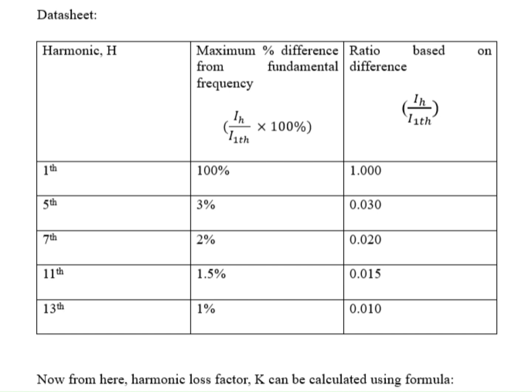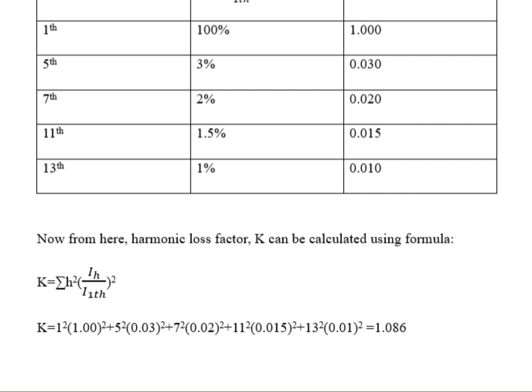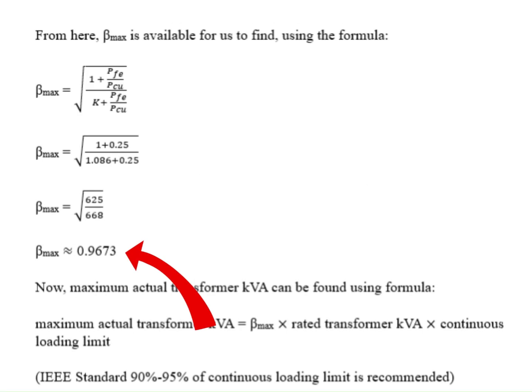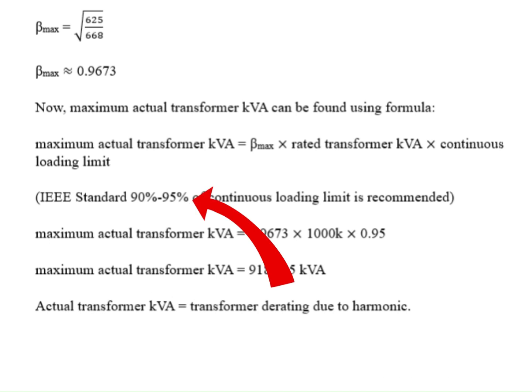Here we can see the effect of harmonic to the RMS current of inverter output. Now, harmonic loss factor can be found using the ratio of RMS current of harmonic and RMS current of fundamental frequency. Next, we can find out the percentage at which the transformer has derated. Here it is represented as beta max, as in maximum percentage of derating of kVA. Next, we found out that the IEEE standard of continuous loading limits are around 90% to 95%. So using the maximum percentage, we can find out the least amount of derating that can happen to a transformer.